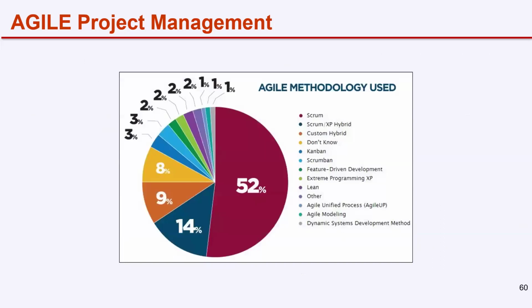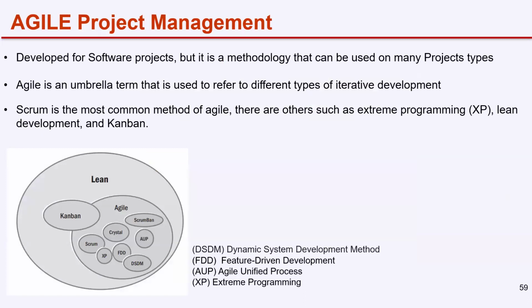More than 50% of agile projects follow Scrum methodology. That's why most of the agile questions in the examination will be about Scrum. Others are using different methods. There may be a question or two about Kanban methodology. So these two are commonly used agile methodologies.